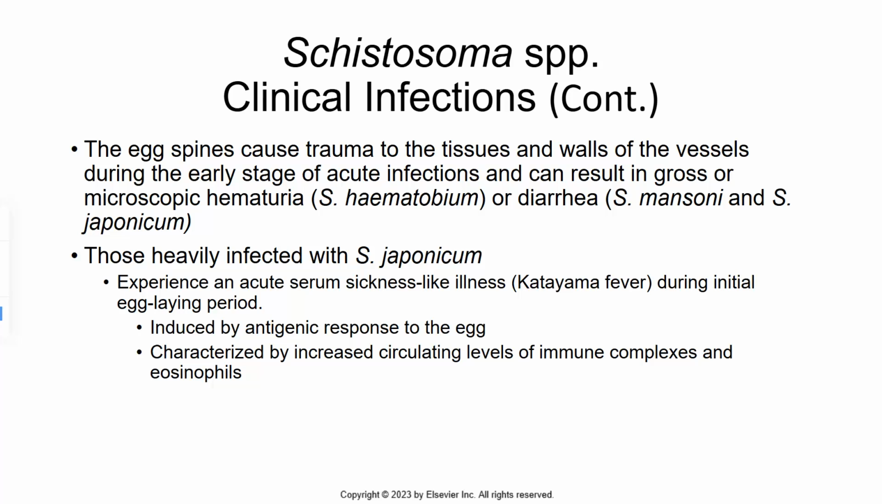mansoni and japonicum species. Those heavily infected with S. japonicum experience an acute serum sickness-like illness, Katayama fever during the initial egg-laying period, induced by antigenic response to the egg, characterized by increased circulating levels of immune complexes and eosinophils.